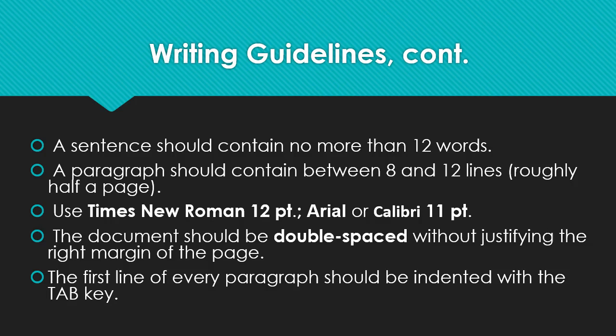A good paragraph should have between 8 and 12 lines, or approximately half a page in length, double-spaced. APA suggests some other font types too, but the three most standard ones are Times New Roman 12, Arial, or Calibri 11 point. The document should be double-spaced without justifying the right margin of the page. And the first line of every paragraph should be indented with the tab key.